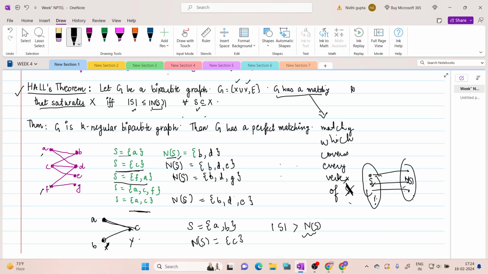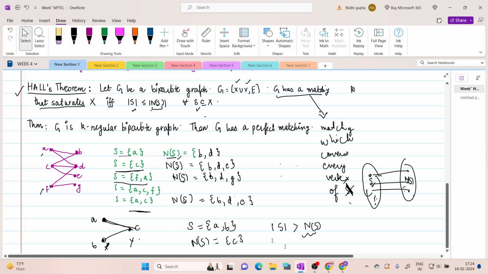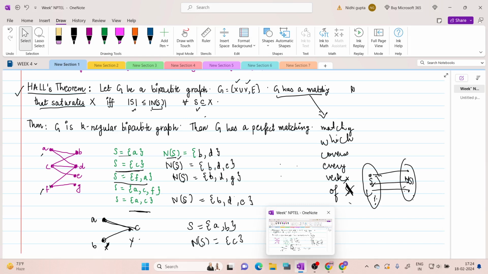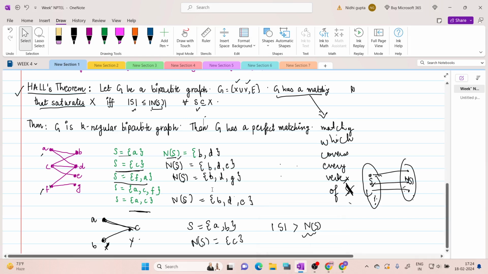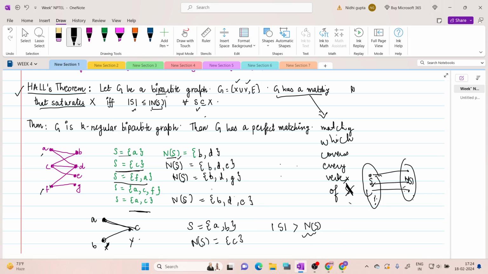So did everyone understand the statement of Hall's theorem? Is there any doubt in the statement of Hall's theorem? Ma'am, is Hall's theorem general or is it for bipartite graphs? It is for bipartite graphs. It need not be true for a general graph.